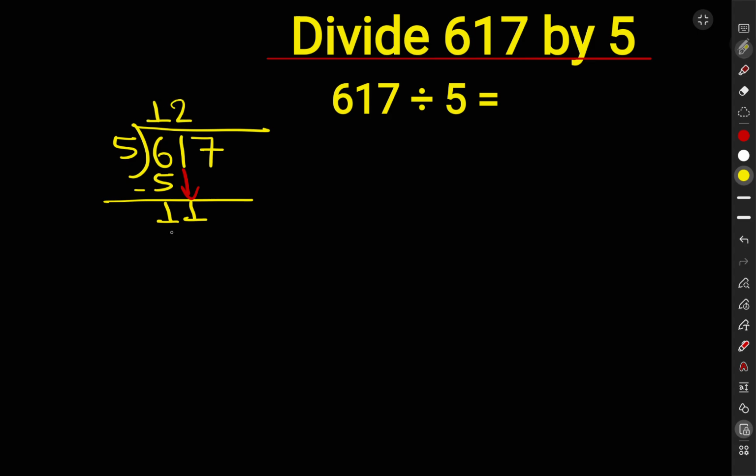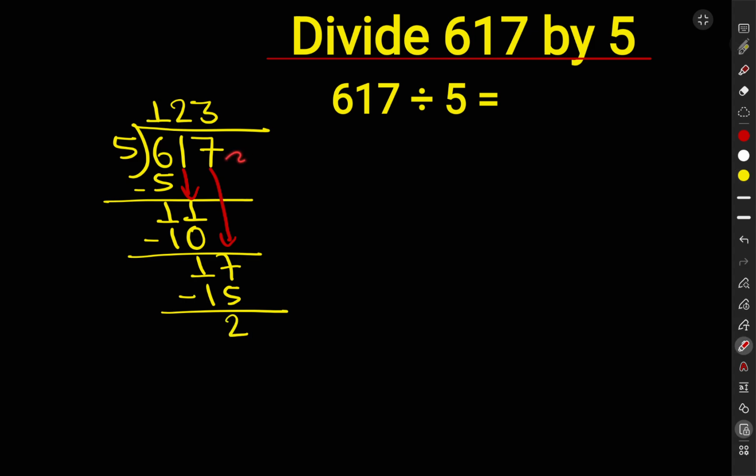5 times 2 is 10. On subtracting we get 1. So again we put down this 7 and it is 17. 5 times 3 is 15. On subtracting we get 2.